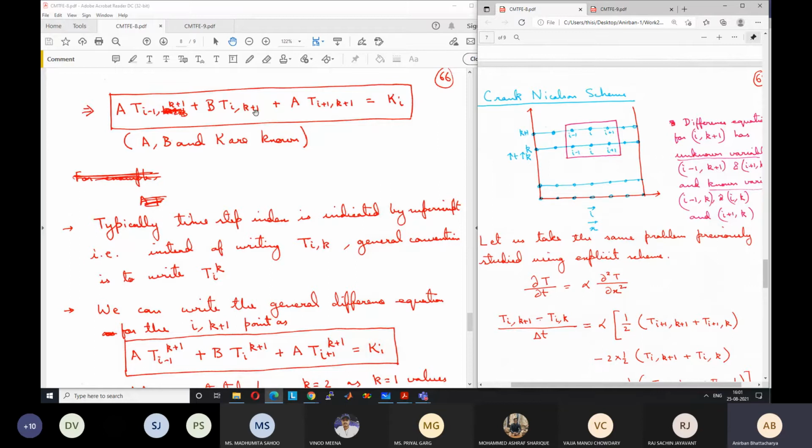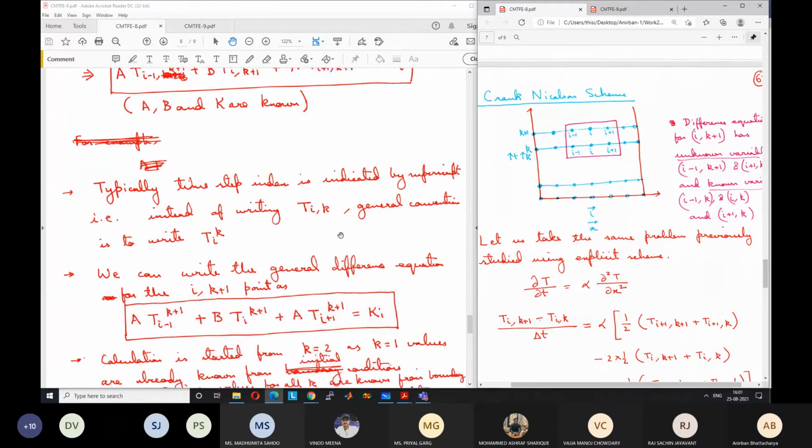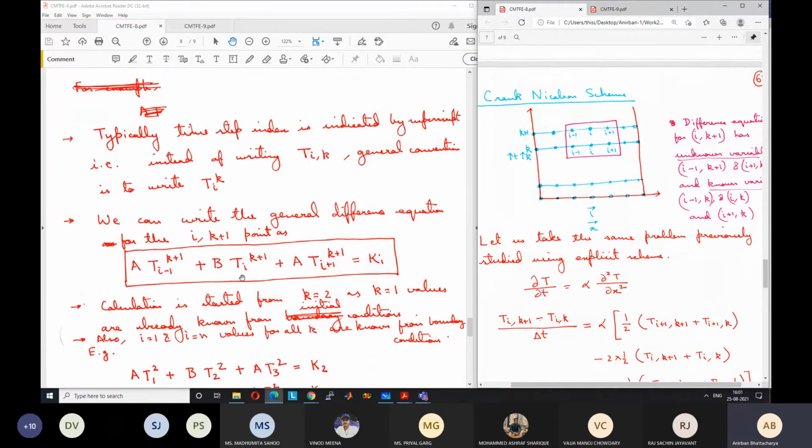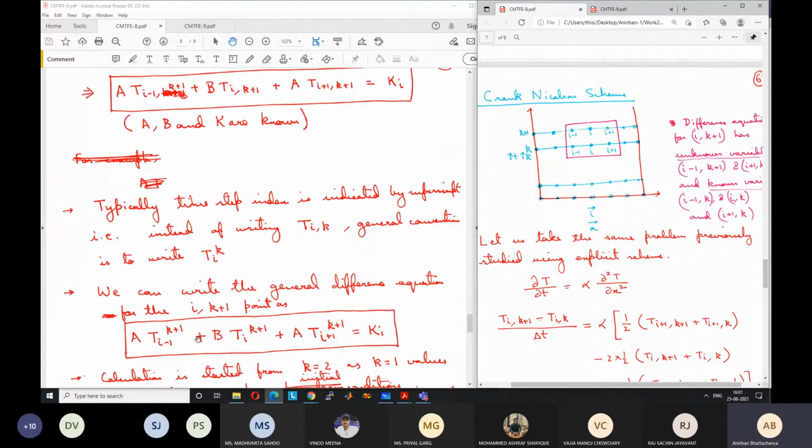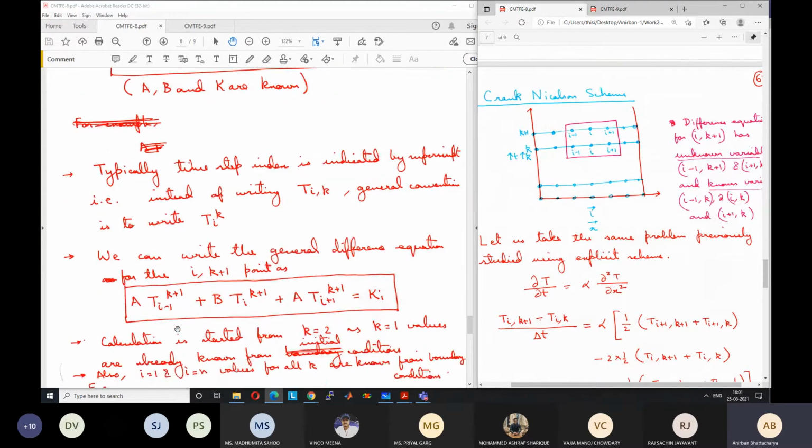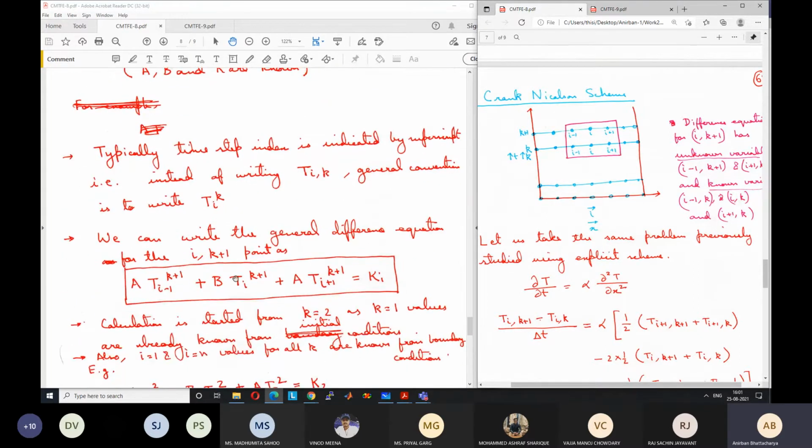This is the difference between any implicit scheme or semi-implicit scheme and a fully explicit scheme. In a fully explicit scheme, this problem was not there. Then we have discussed that typically we are going to denote by the general convention. Instead of writing T(i-1,k+1), we will write T(i-1)^(k+1), with the time step in the superscript and the space step in the index in the subscript. This is the general notation which is used in practice.